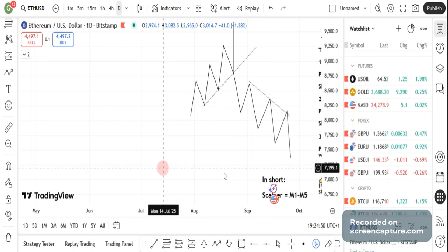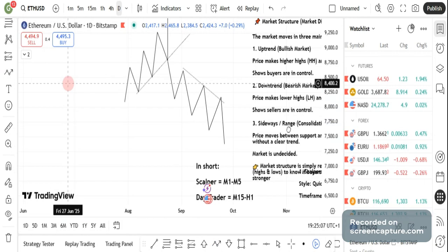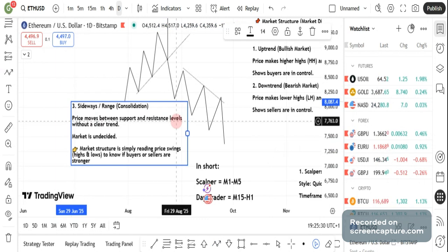But before I draw the diagram of that chart, what does a sideways trend mean? The sideways range, which means ranging or consolidating market, means that price moves between support and resistance without a clear trend. That is, price is not moving in a bullish trend, and it is not moving in a bearish trend. Price is between. Price is not making a decision either to go up or to go down.